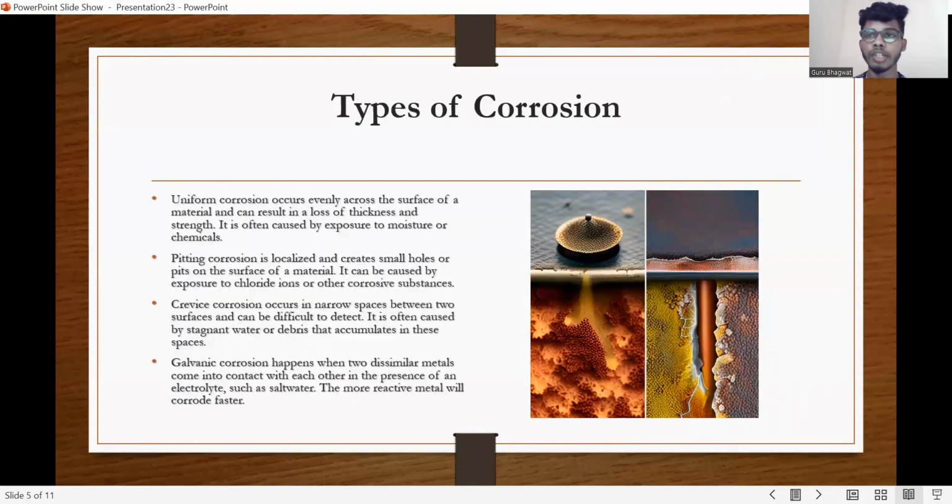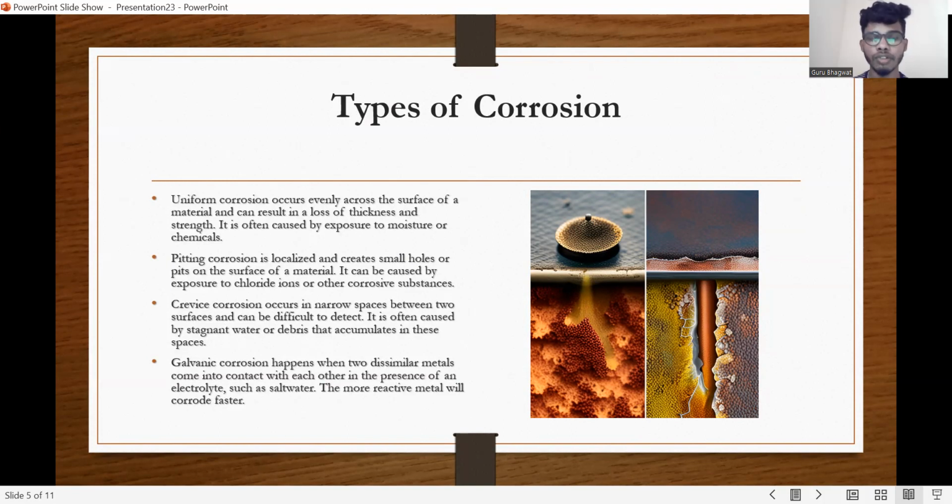So let's move on to the types of corrosion. The types of corrosion are uniform corrosion, pitting corrosion, crevice corrosion, and galvanic corrosion. Uniform corrosion occurs evenly across the surface of the material and can result in a loss of thickness and strength. It is often caused by exposure to moisture or chemicals.